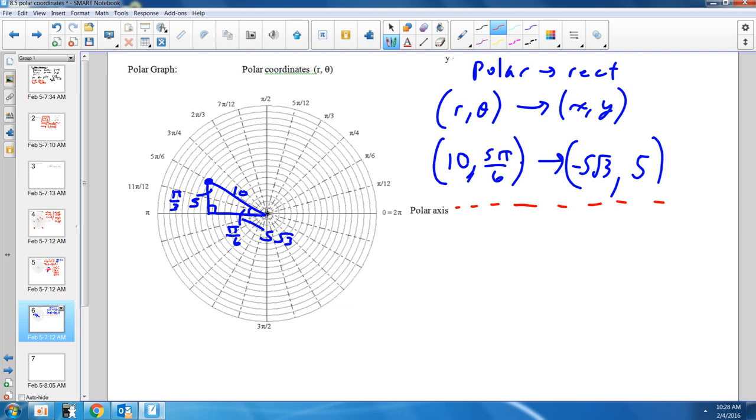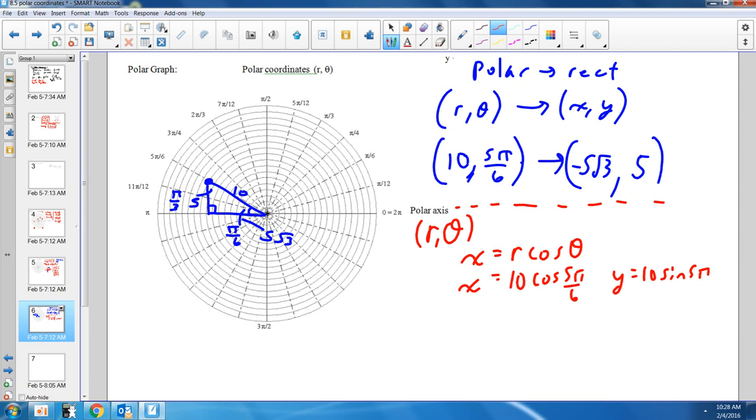Well, let's see. What do we know? We know the r's and the thetas. So I know that x is equal to r cosine theta. x is equal to 10 cosine 5 pi over 6, and y is equal to 10 sine 5 pi over 6. y is r sine theta.